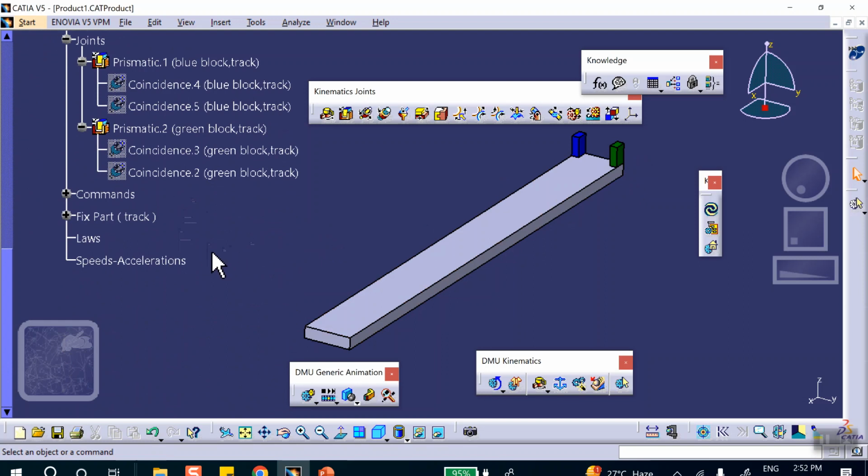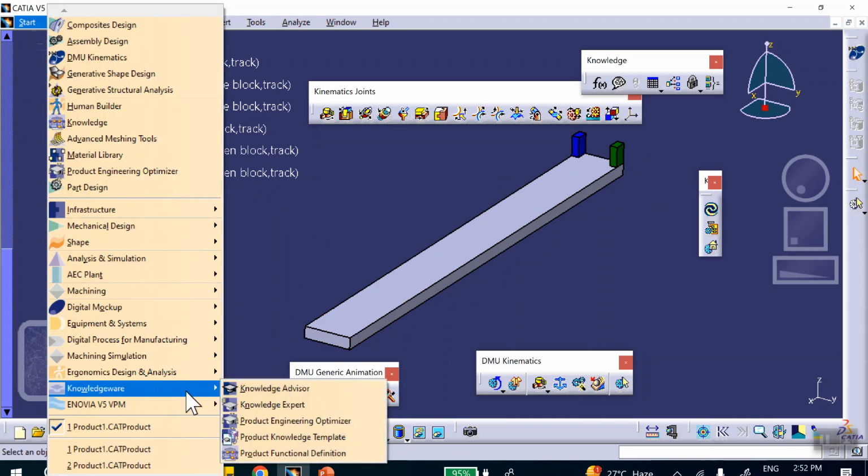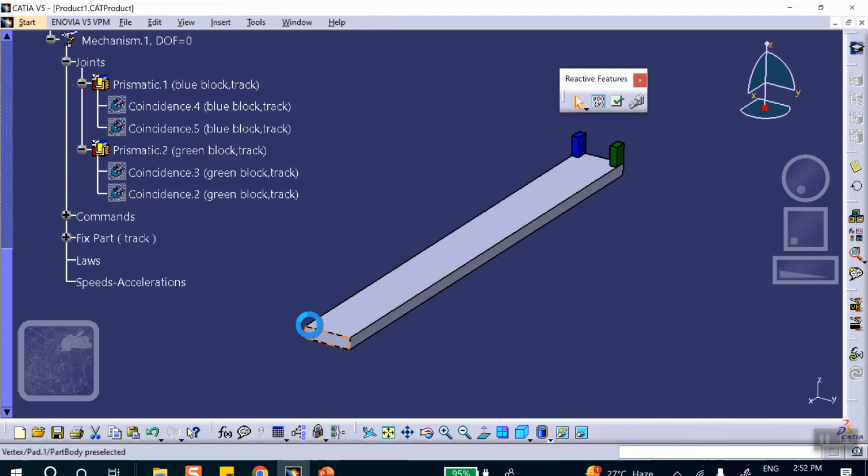Okay. Now to put the physics, notice that there is no law here. You can see that yet. So we go to start, KnowledgeWare, very important tool, application, Knowledge Advisor. This thing pops up, and here is how you write your code. Remember, we did this thing in the earlier part of the lecture.